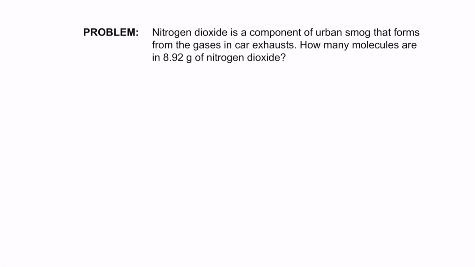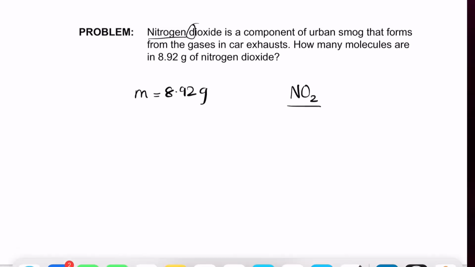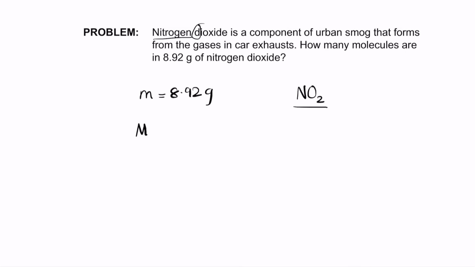So let me try this one. The mass given here is 8.92 grams. Remember nitrogen dioxide, how to name it? Nitrogen is N, dioxide, so notice that the di here represents that there are two of them. So nitrogen dioxide is NO2. Now we know the mass, now we want to find the molar mass of NO2.